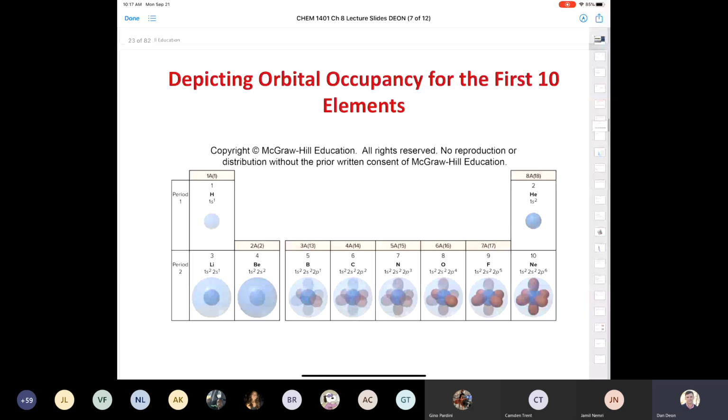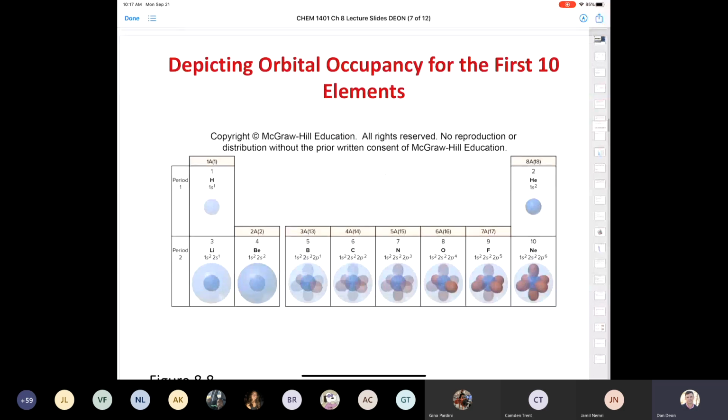Let me just show you this picture here. I find that our textbook has all kinds of interesting pictures in it. She has interesting ways of thinking about things. Anyhow, it makes sense, I guess. So what she's doing here in this figure is depicting orbital occupancy for the first 10 elements. So now we're going to step back a little bit, slow down a little bit.